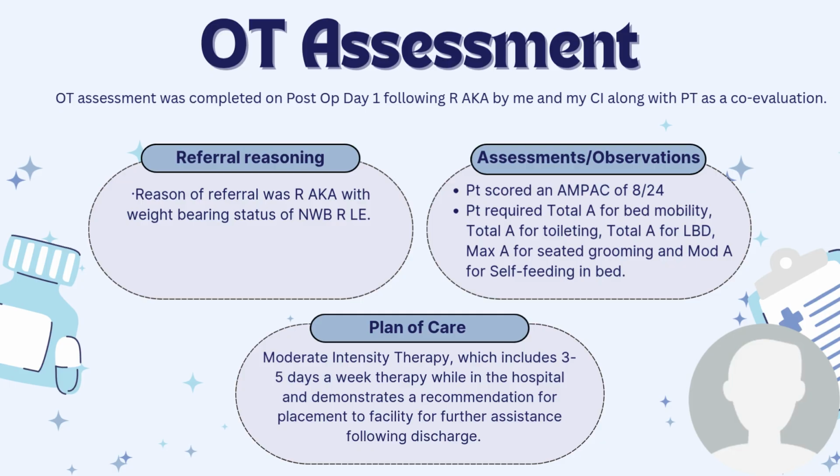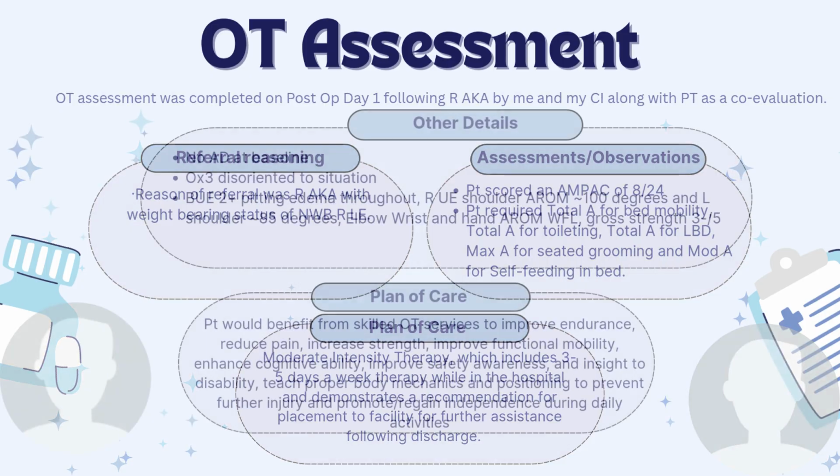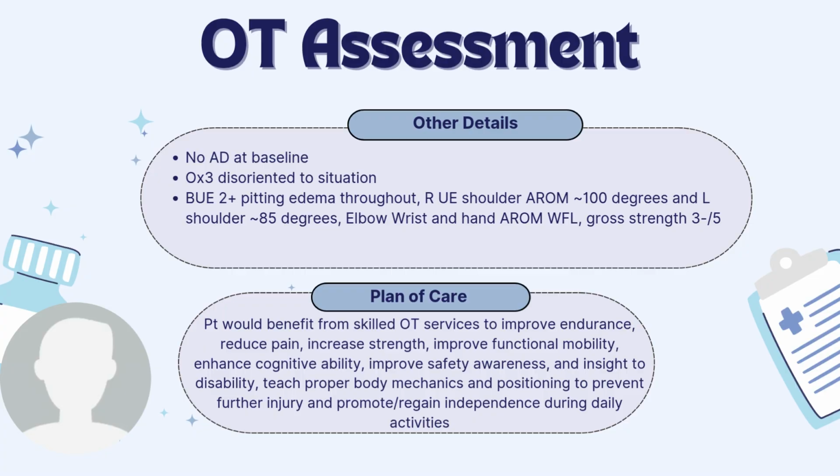So, for her plan of care, we recommended moderate intensity therapy, which includes 3 to 5 days of therapy while in the hospital, and a recommendation for placement in a facility for further assistance. Other details gathered throughout the evaluation were that the patient did not use any assistive devices at baseline. She was oriented times 3 and disoriented to the situation.